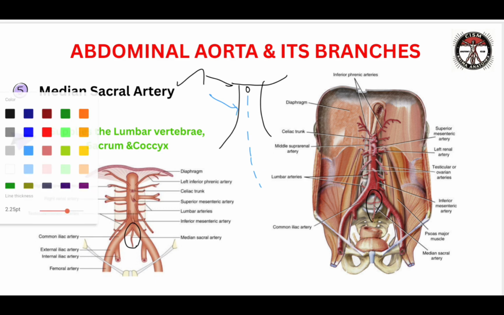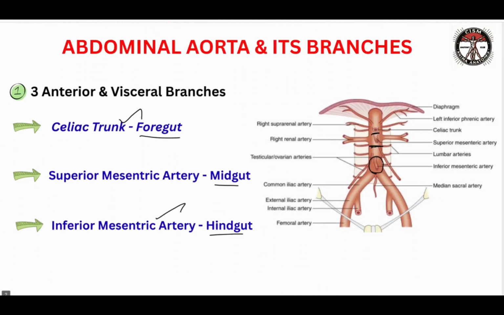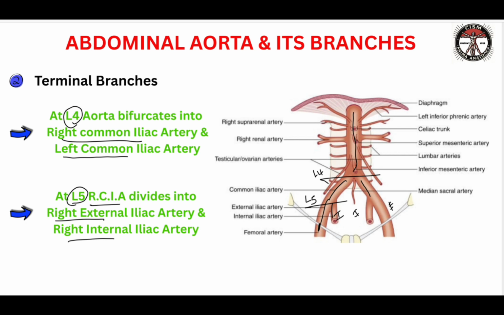Let us summarize once. The first one is the anterior visceral branches. It contains the celiac trunk, superior mesenteric artery, and inferior mesenteric artery. The second is the terminal branches. It divides into the right common iliac artery and left common iliac artery, and these right and left common iliac arteries bifurcate into the right external, right internal, and so on.